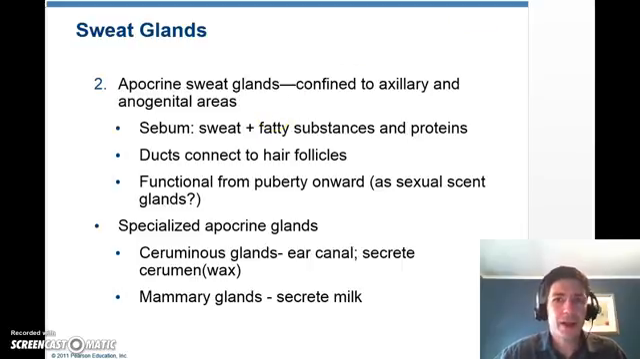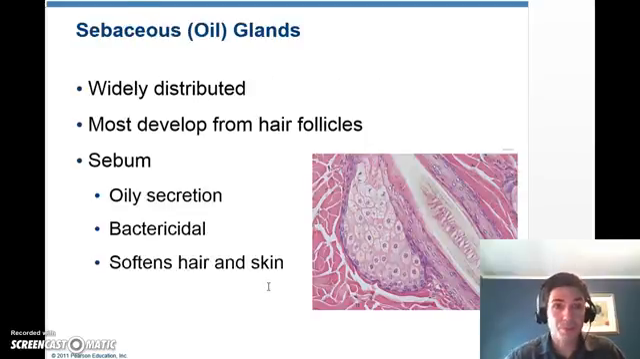The bacteria that live on your skin eat and metabolize the fatty substances and proteins in your sebum, and then the breakdown products from that bacterial metabolism is what produces your body odor. You also want to know that these two glands are derivatives of your apocrine glands. So the wax glands in your ear, or ceruminous glands, and the mammary glands are both derived from apocrine glands.